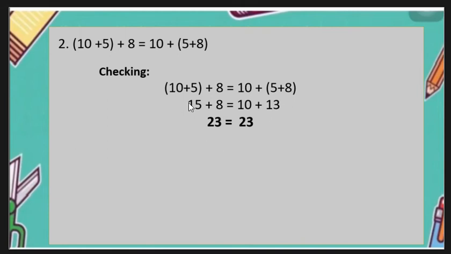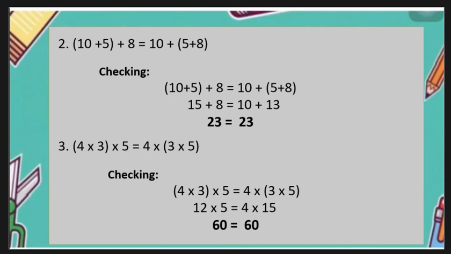Now add both sides. We have 15 plus 8 is 23, and we have 10 plus 13 is still 23, and they are equal to each other. Another one, we have the multiplication. We have 4 times the quantity of 3 times 5 is equal to 4 times the quantity of 3 times 4. So, changing the group of numbers.